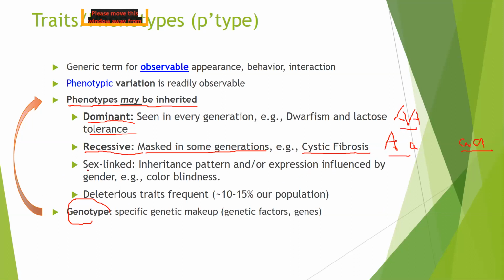And in the future, we're also going to learn some phenotypes that are sex-linked, which means the genes causing this disease are located on the sex chromosomes. Such that the inheritance pattern or the expression of the disease will be determined by the gender. So this is a future topic. We're going to talk about this. All right. And sometimes, yeah, the harmful traits, alleles as well.